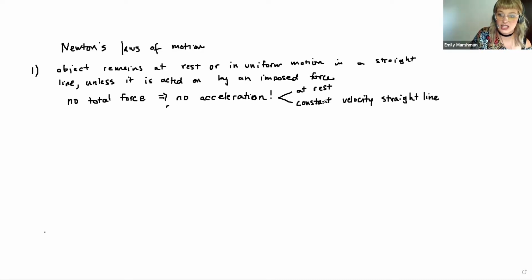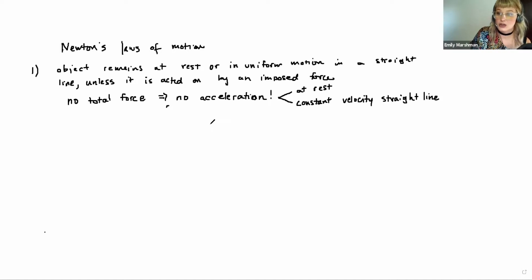continue moving in a straight line at a constant velocity until it's acted on by an externally imposed force. So maybe it runs into another planet or another sun and it gets affected by that sun's gravitational field. Then it will begin to have an acceleration. But until that point occurs, it's going to move at a constant velocity in a straight line.